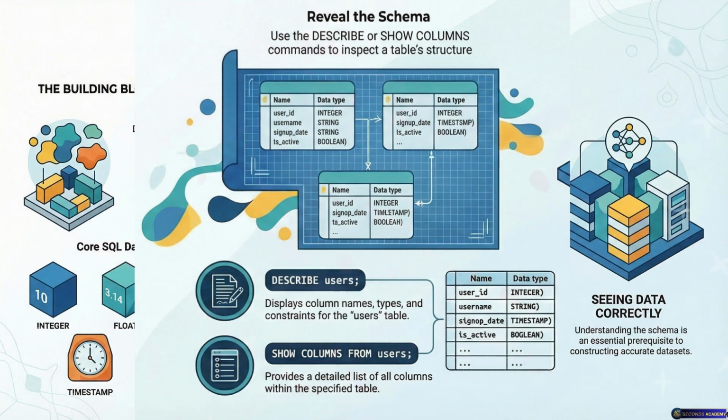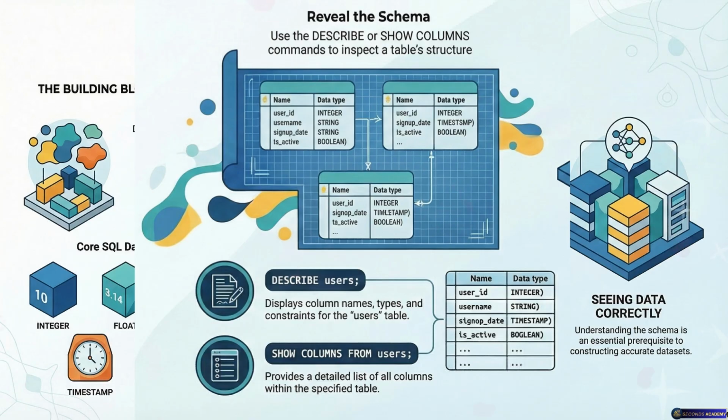Exactly. You look at the describe output, you see that zip code is listed as an int, and you instantly know, I need to write a transformation step to cast that integer into a categorical string before I one-hot encode it, otherwise my model will treat it as a magnitude. That is the level of rigorous defensive engineering required for production systems.